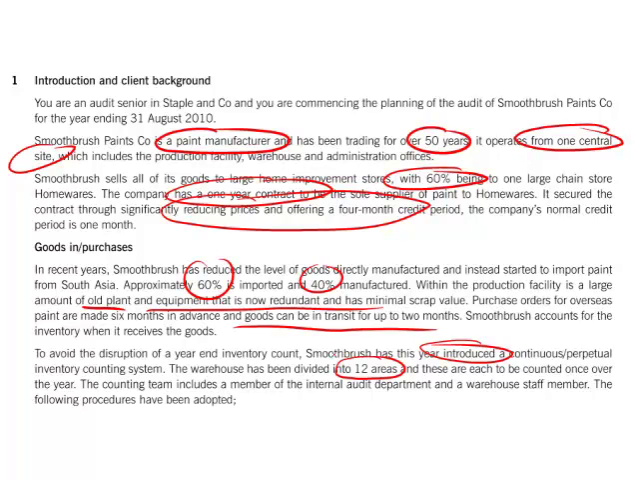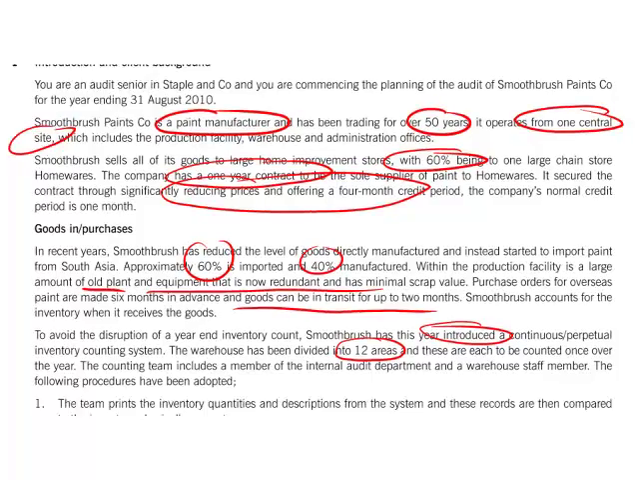The accounting team includes one member of the internal audit department and a warehouse staff member. That's probably quite good. A nice kind of segregation of duties there. The internal audit person will watch the warehouse staff member. The warehouse staff member will be the expert as to what's actually being counted. And then the following procedures have been adopted. Let's see what they are.